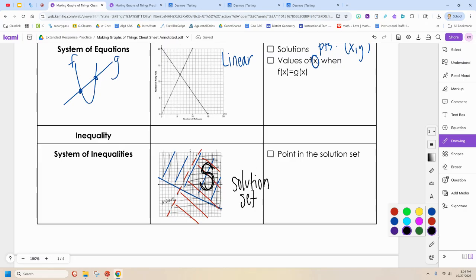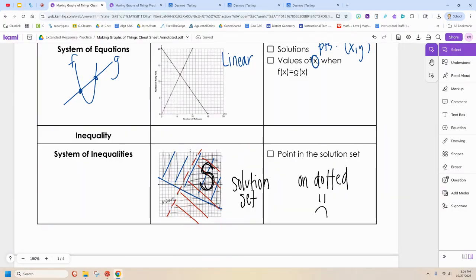And they're going to ask usually a follow-up question about a point in the solution set. Is this point in the solution set? Is it not? If you're on a dotted line, that is no go, not in the solution set. So solid lines are in the solution set, and you just need to make sure you're in both solutions.